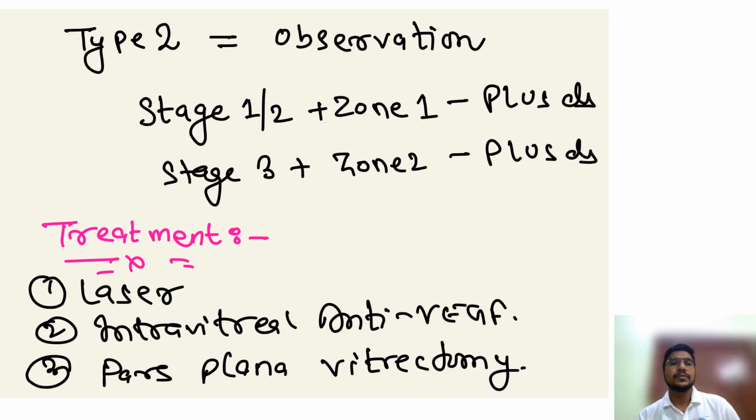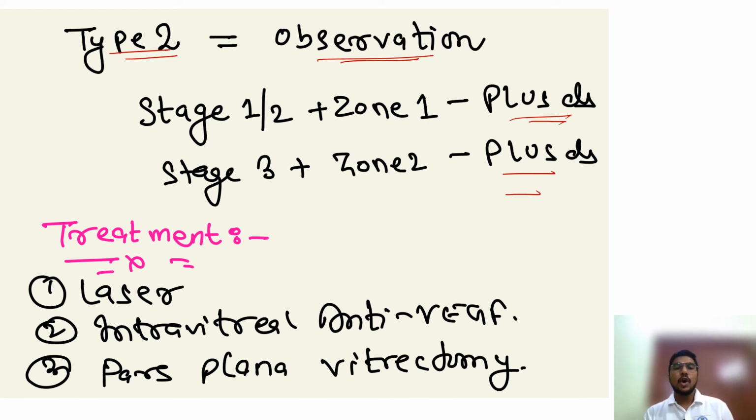Coming to this point, other than that, without plus disease, they come under type 2. But I have told you stage 3 zone 1 without plus disease is type 1. In type 2, you have to do observation only. Regular follow-up is very important.